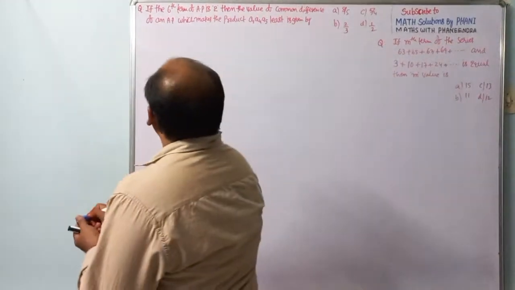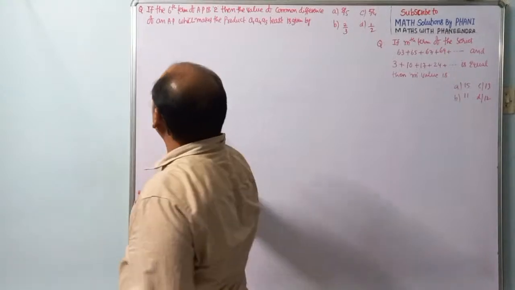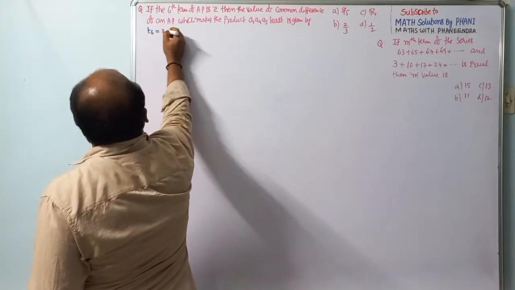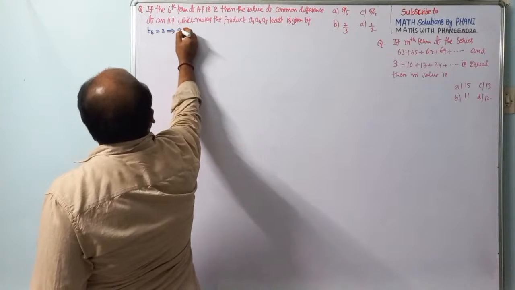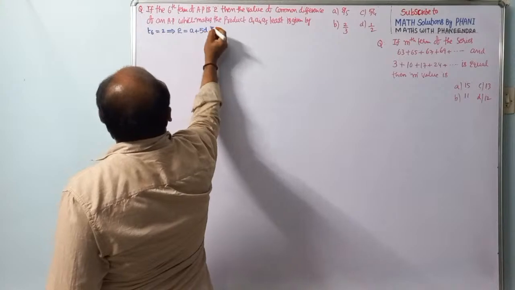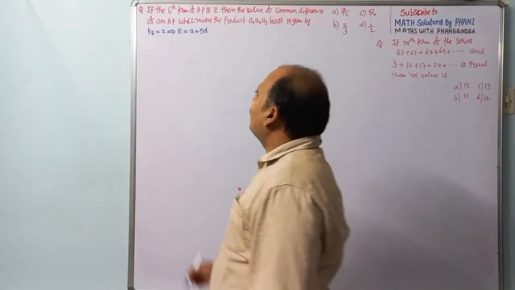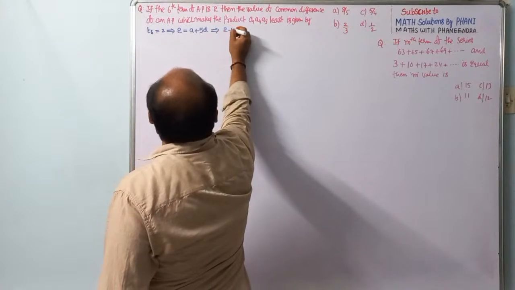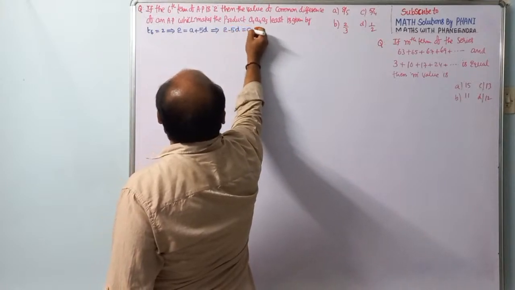See, first, if the sixth term of AP is 2 is given, no? So sixth term T6 is equal to 2. That implies that 2 equal to A plus 5D. Sixth term means. From that A value make it a subject. So 2 minus 5D is equal to A.